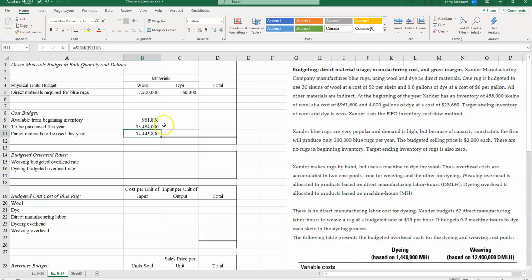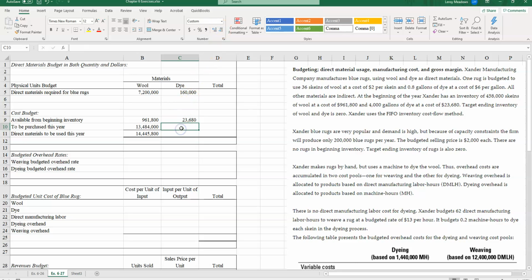$14,445,800. Again, $961,800 came from beginning inventory, so the remainder I have to purchase this year. And now let's take a look at dyeing. How much in beginning inventory do I have from dyeing? I have 23,680. So I'll take my 23,680, and let me go ahead and format these now.